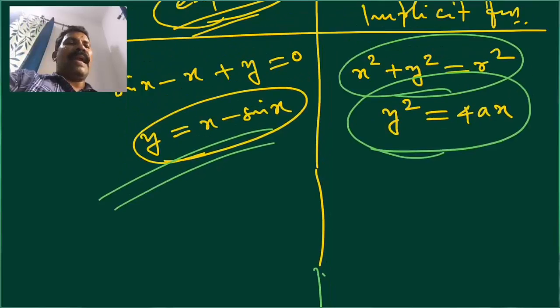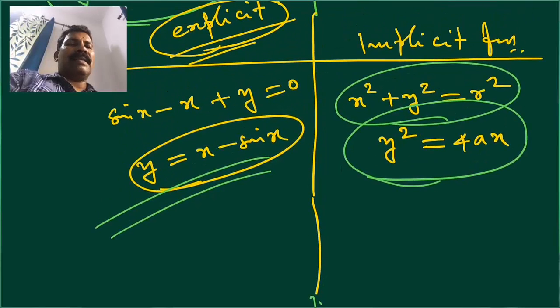So that is, the relationship between x and y is expressed indirectly. That means if it is expressed directly, one can derive the value of y in terms of x. That is called explicit. Otherwise, it is called implicit.